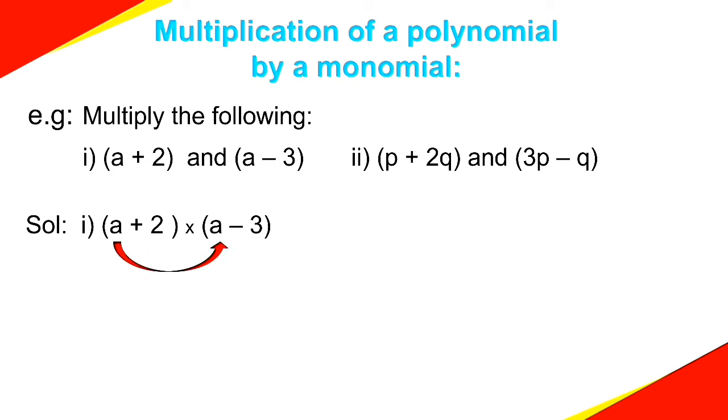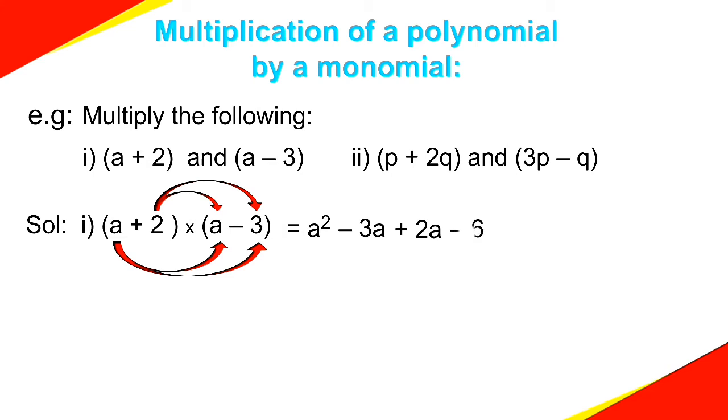Right. So what can we write? a into a can be written as a square. The next one is a into 3, which can be written as minus 3a. Next, 2 into a can be written as plus 2a. Next, 2 into 3. 2 threes are 6, minus 6. Is there any simplification?